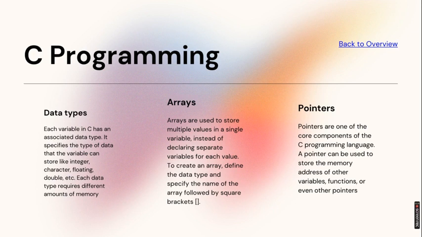The last thing we have learned in C programming is pointers. The pointer is a component of the C program. A pointer is used to store the memory address of another function, variable, or even another pointer.